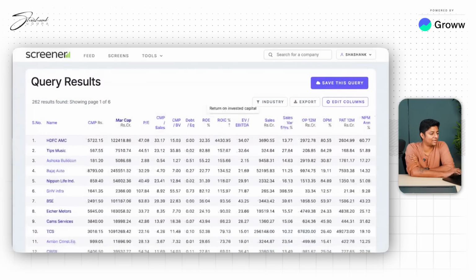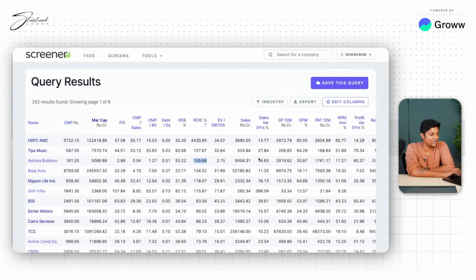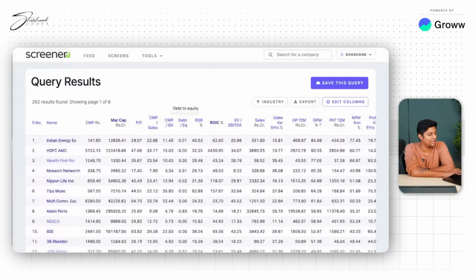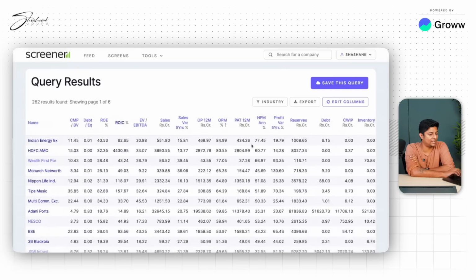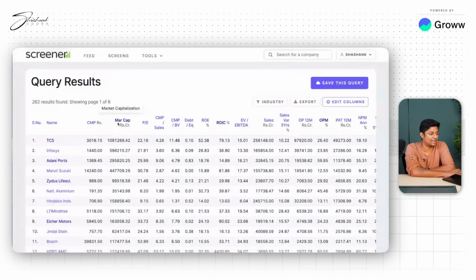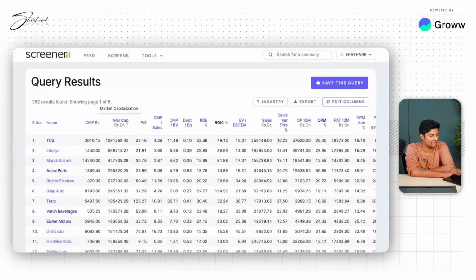If I just check with respect to ROIC, which is return on invested capital, you will see Tips coming at 157, Ashok Buildcon, all of these companies are there. And if I go here and see their operating profit margin, again from top to bottom, to see who's operating at a much better rate, the highest will be IEX, AMC. So all platform businesses are coming here. But good, right? Now, free cash flow also, again not a necessary screener, but if you really want to see free cash flow, you can check it here. But that's up to you. It doesn't mean free cash flow means great company as of now.